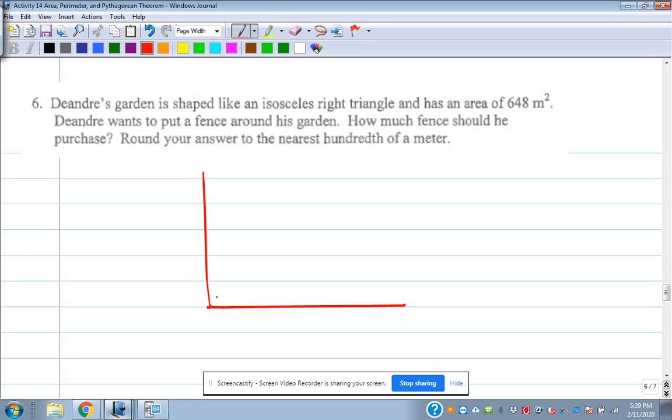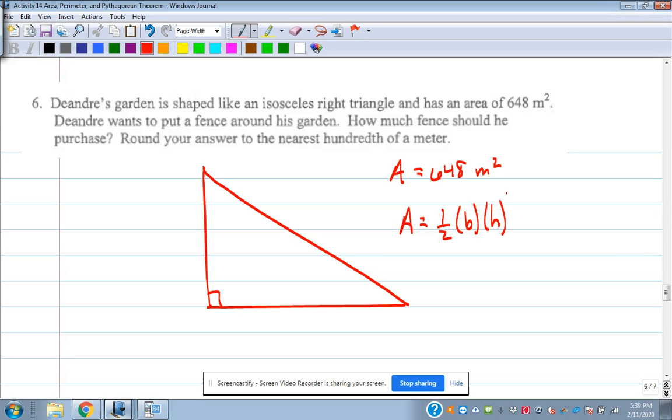I'm just going to eyeball it. I'm going to say they're the same. And there's my hypotenuse. That's not perfect, but it's close enough. I know it's a right triangle. I know the area is 648 square meters. I don't know the lengths of those sides, but I do know the formula is base times height. But what's special about DeAndre's triangle?